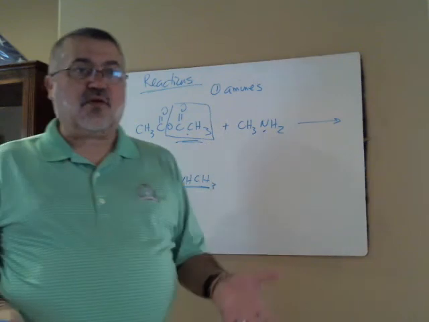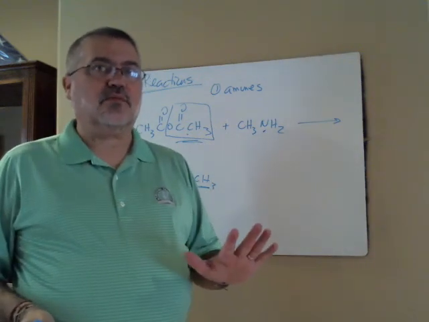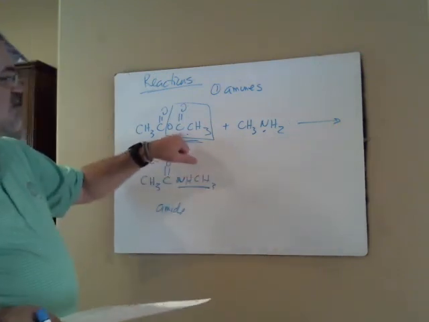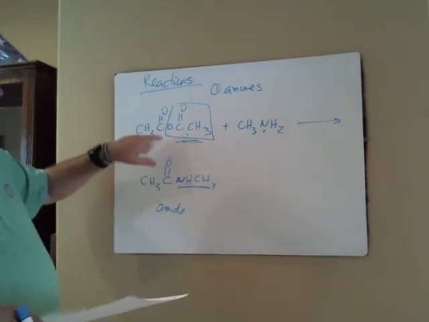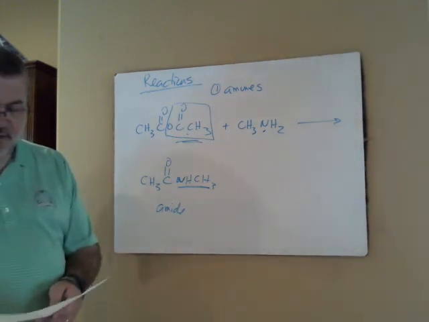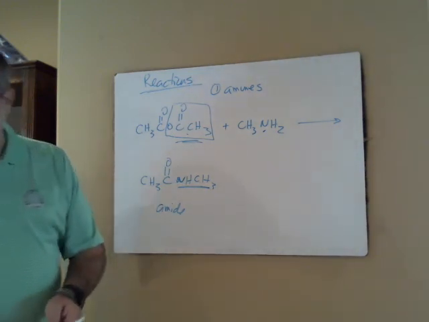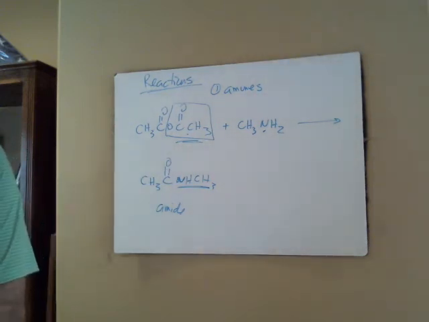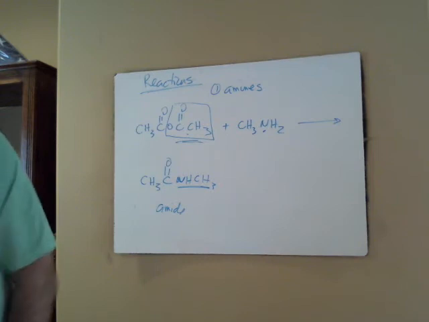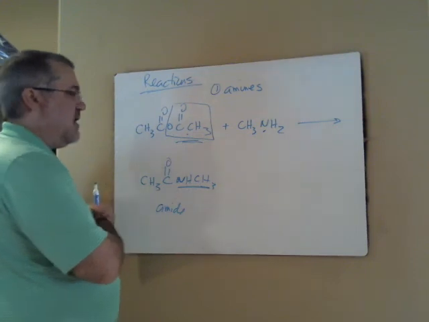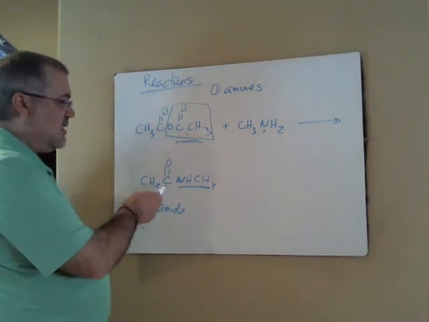So transformations, simple, right? All you do is substitute the Y group, the leaving group, with what the nucleophile is. Okay? And so that is a way of converting them into amides. And that's really the primary reaction of acid anhydrides, is making amides.